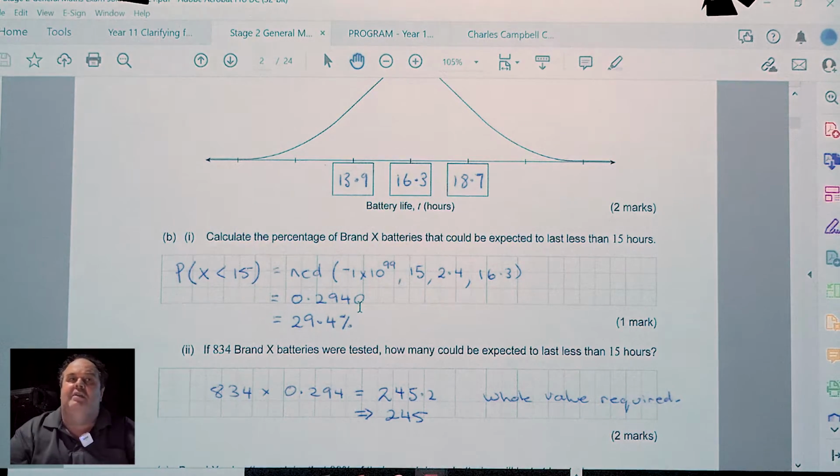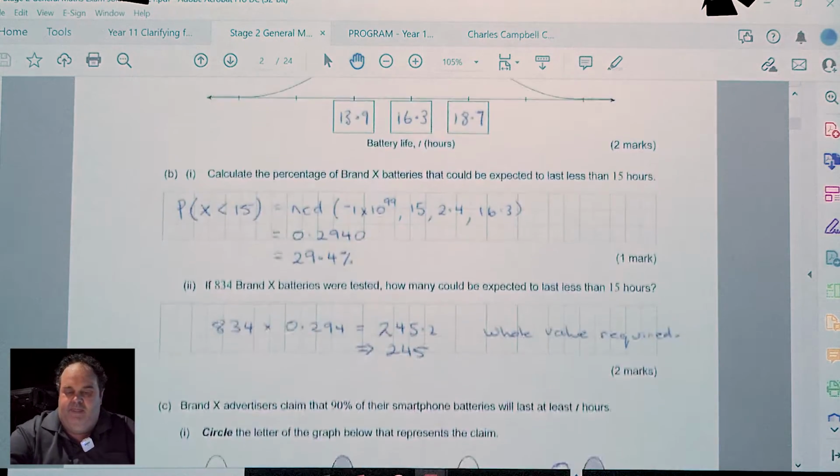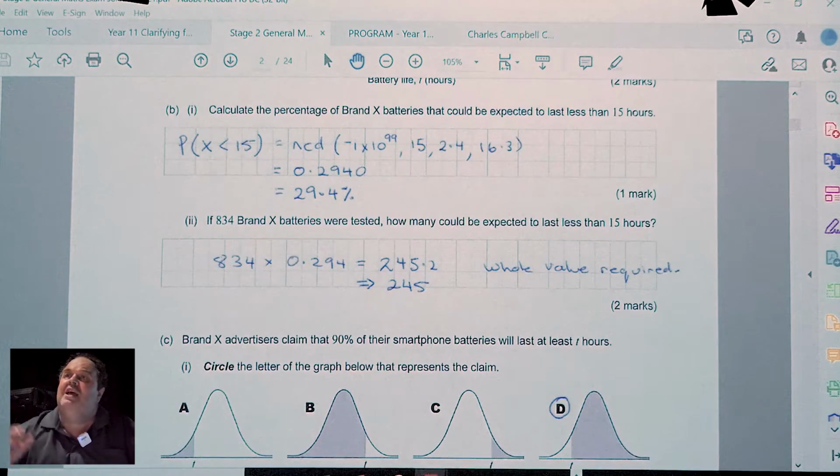It's 1 mark. It's done on the calculator. Even though it asks for percentage, it's 1 mark. They're not going to be penalised for not putting it as a percentage. What you do in your test is totally different, but in the exam, it's a 1 mark question.